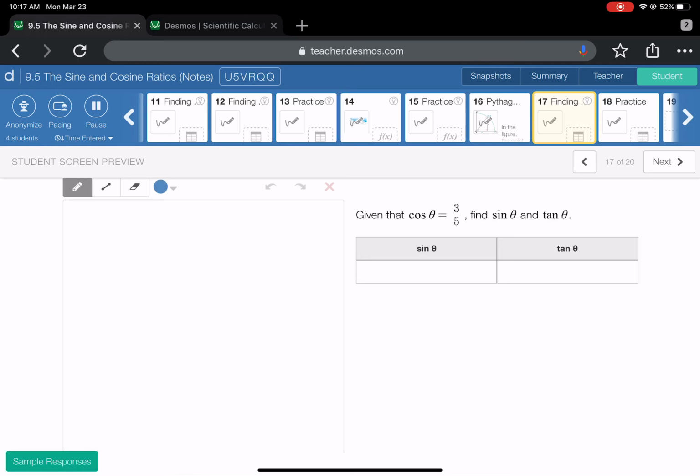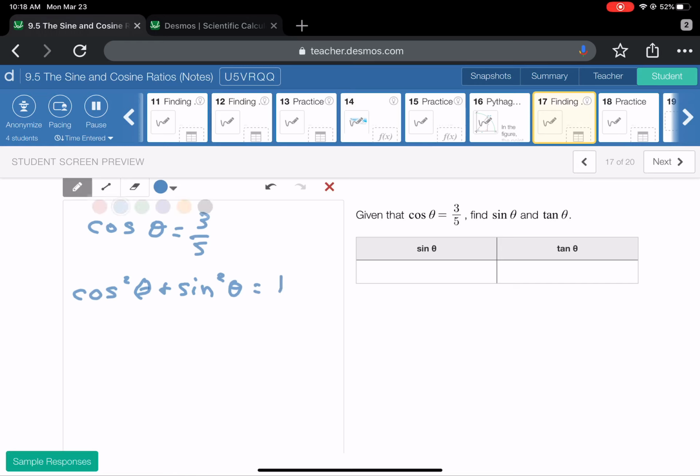So here we have cosine theta, and that's 3 over 5. Our goal is to find what sine theta is and what tangent theta is. So what we're going to use is that Pythagorean theorem: cosine squared theta plus sine squared theta is equal to 1.